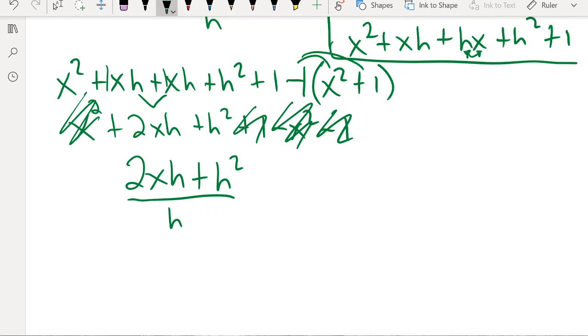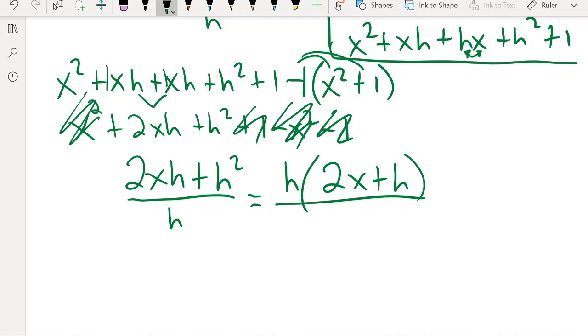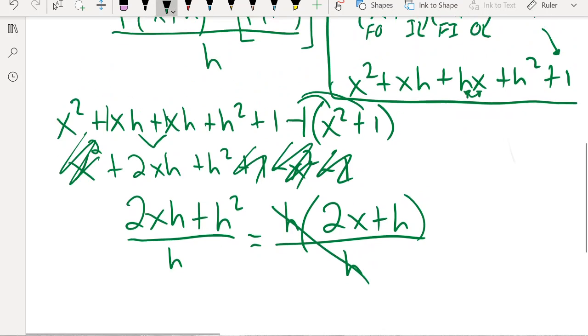Over h. Okay, so, oh, wait, hold on. One more thing, I almost forgot. There's a little bit further we can go. I can take an h out on the top: h times 2x plus h, boom, over h, cancels. Okay, now we're done. Whew. So, 2x plus h, final answer if you're in Algebra 2.